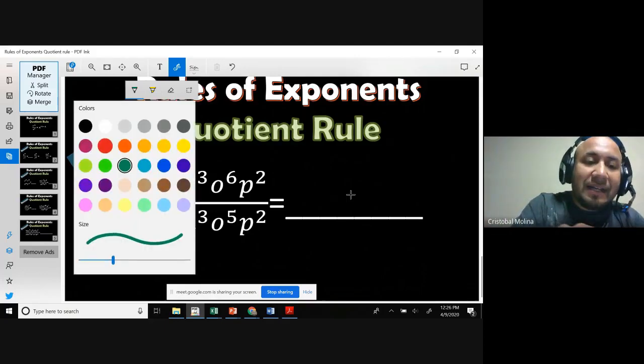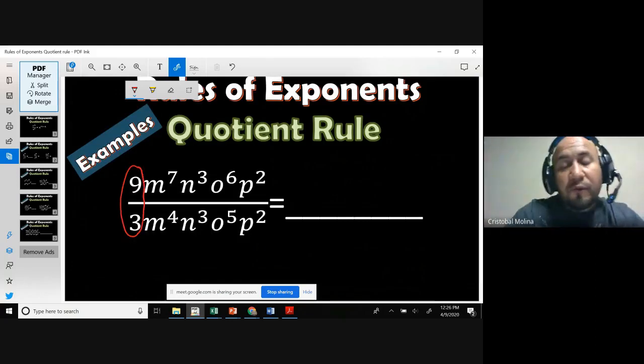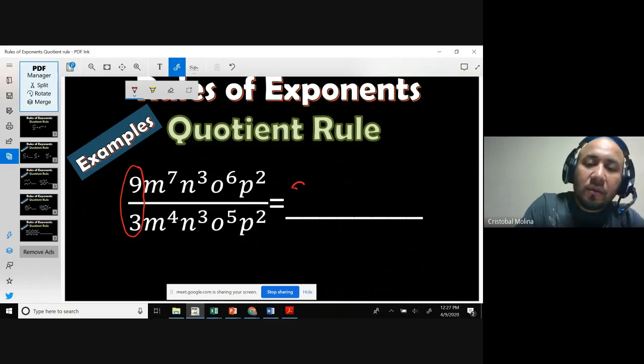Remember, we've been dividing numbers since we were little. So when we divide the constants or the coefficients, the big numbers, 9 divided by 3. How many 3's go into 9? Boom, that's 3. So we work that first part out. We should get a 3 at the very front.